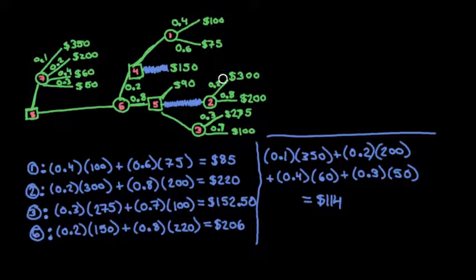Now we have simplified this tree. Instead of a decision with all these probabilities and other decisions down the road, we have simplified this tree to a simple choice between the expected value at node 7 and the expected value at node 6. So for node 7, we have $114, and at node 6, we have $206. We're going to choose node 6.